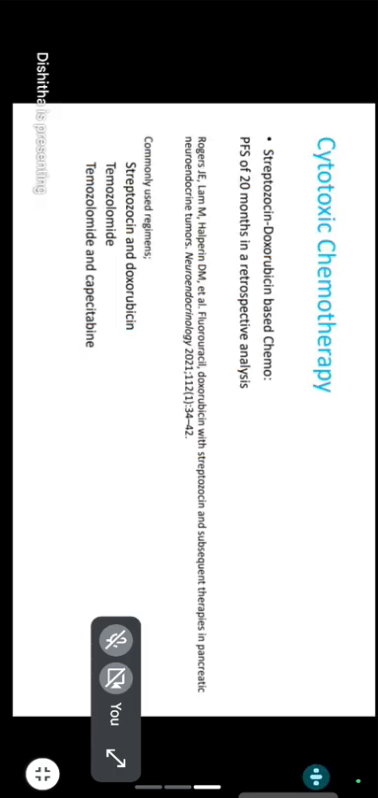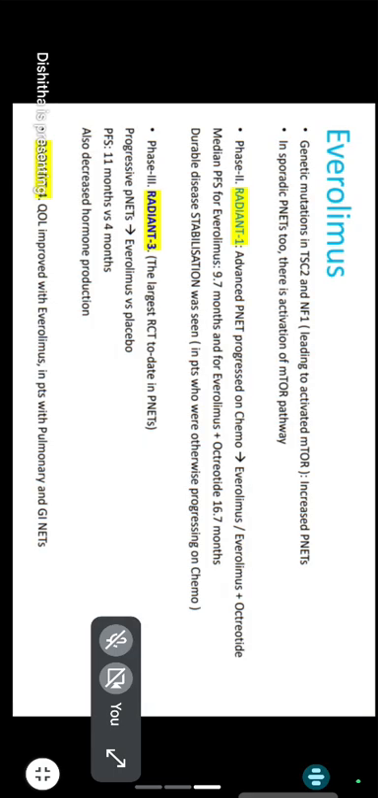Chemotherapy has various regimens. The most commonly used is streptozotocin and doxorubicin, because a PFS of 20 months was noted in these. Others are temozolomide or temozolomide with capecitabine. Everolimus is used more in patients with genetic mutations such as tuberous sclerosis type 2 and NF1. There is activation of the mTOR pathway, so even in sporadic PNETs there is activation. This pathway is inhibited by everolimus.